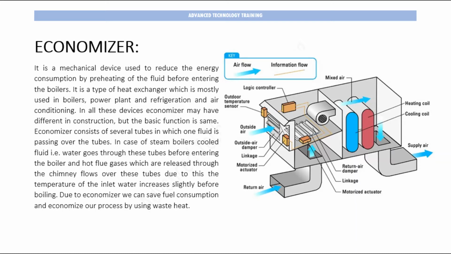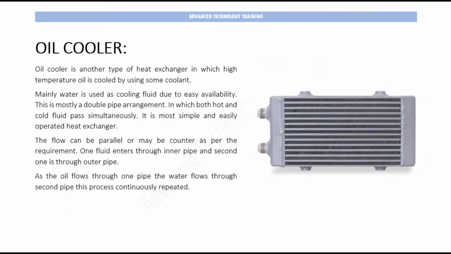Economizer consists of several tubes in which one fluid is passing over the tubes. In case of steam boilers, cooled fluid i.e. water goes through these tubes before entering the boiler, and hot flue gases, which are released through the chimney, flow over these tubes. Due to this, the temperature of the inlet water increases slightly before boiling. Due to economizer, we can save fuel consumption and economize our process by using waste heat.